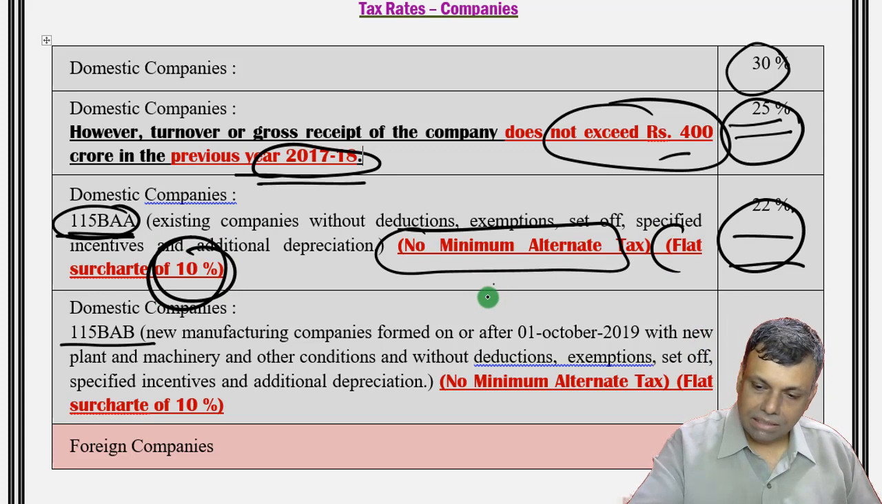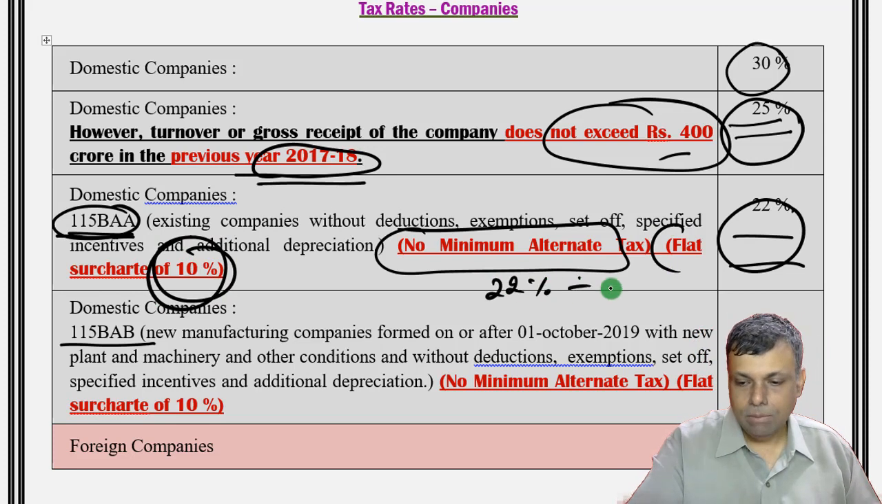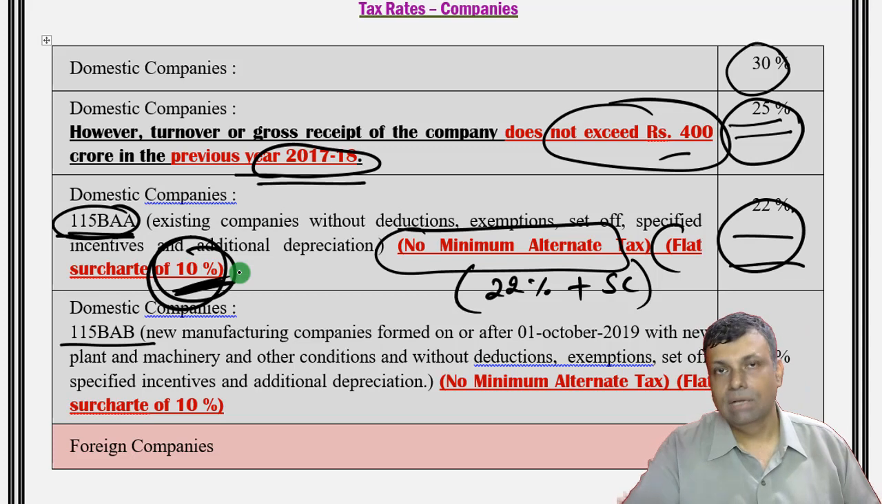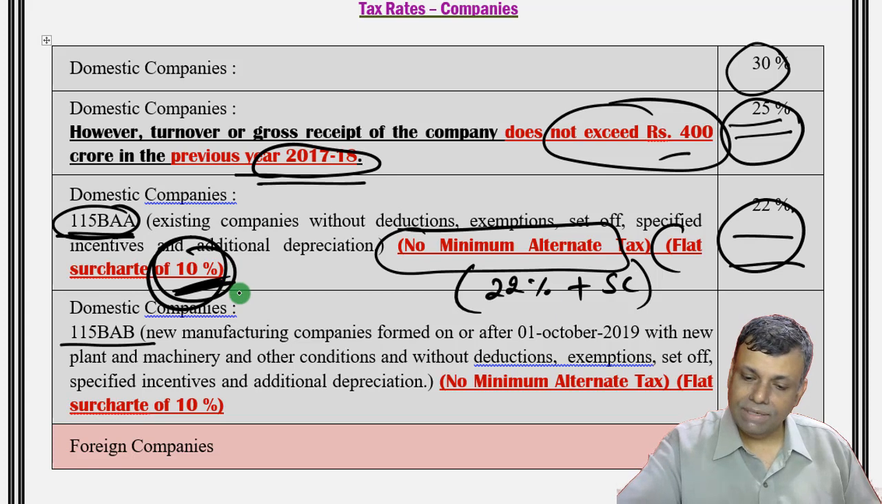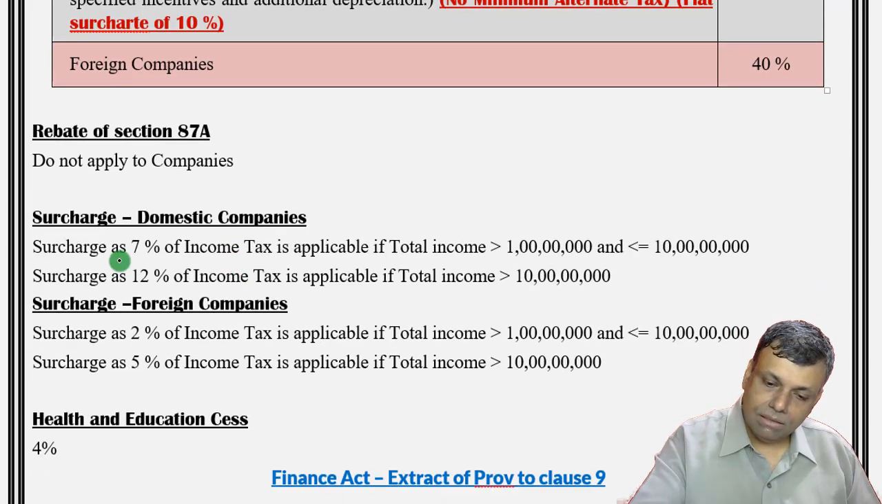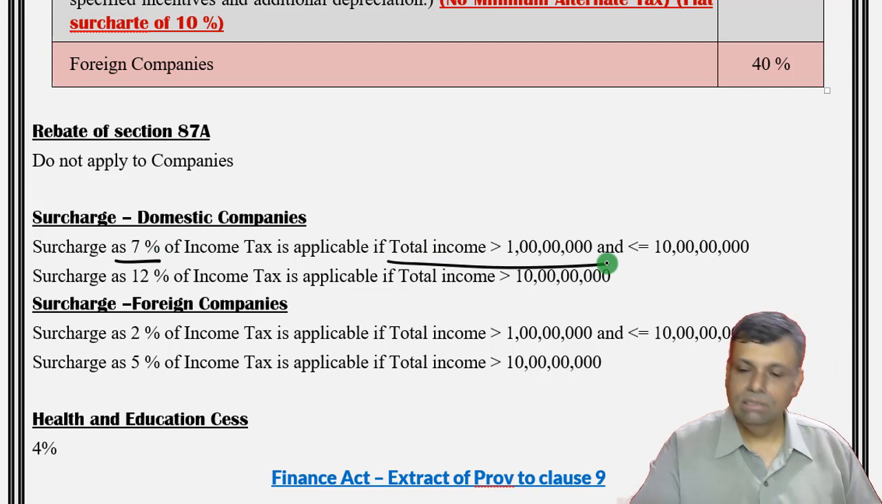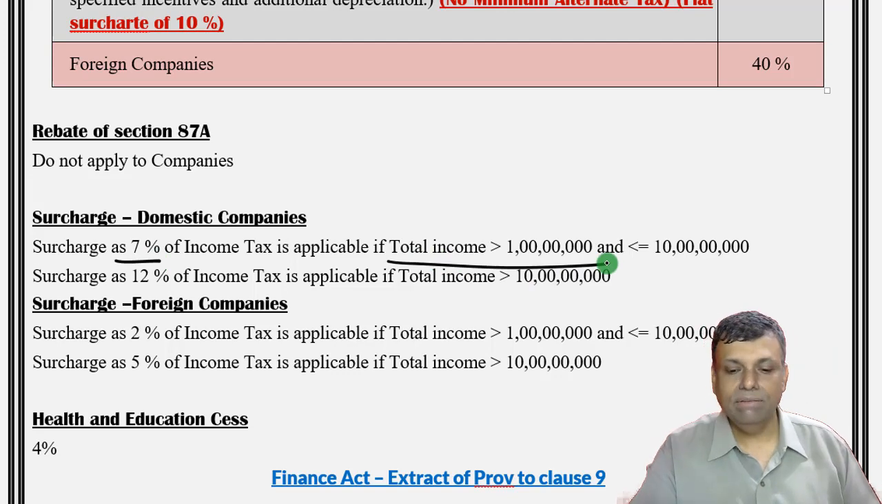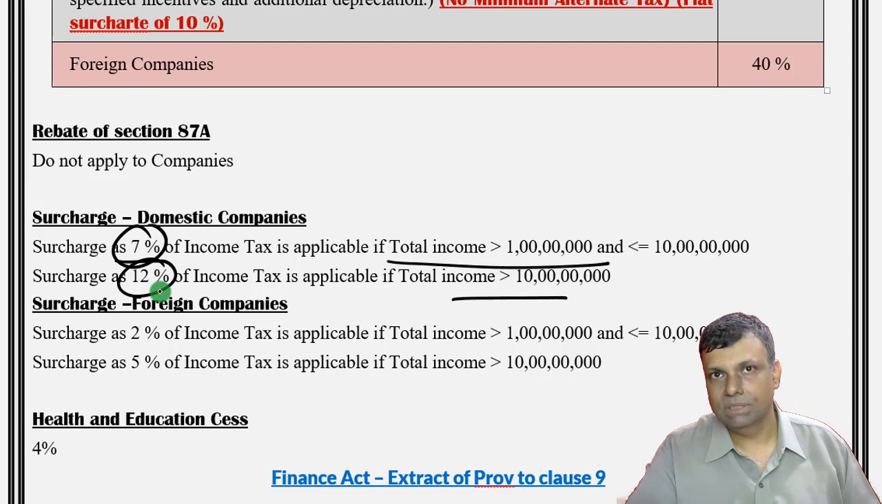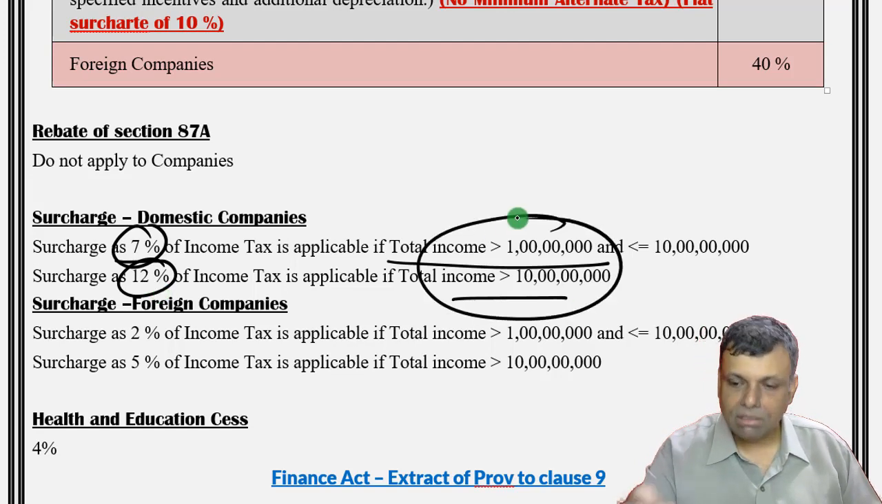So it is basically the 22% tax rate plus the surcharge. That is a flat surcharge. I repeat, flat surcharge. Why am I telling you flat surcharge? Because normally, friends, in the corporate tax rate, the surcharge applies only when the income exceeds a limit. That means if your income is more than 1 crore, then it is 7% surcharge for domestic companies. And if your income exceeds 10 crores, then the surcharge rate is 12%. So this is subject to this particular income criteria.